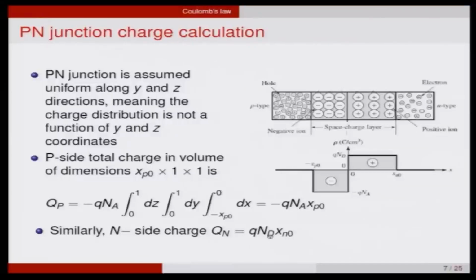Because of charge conservation, the magnitude of the charges on the p side must be equal to the magnitude of the charges on the n side. We will be talking about p-n junctions a lot later.